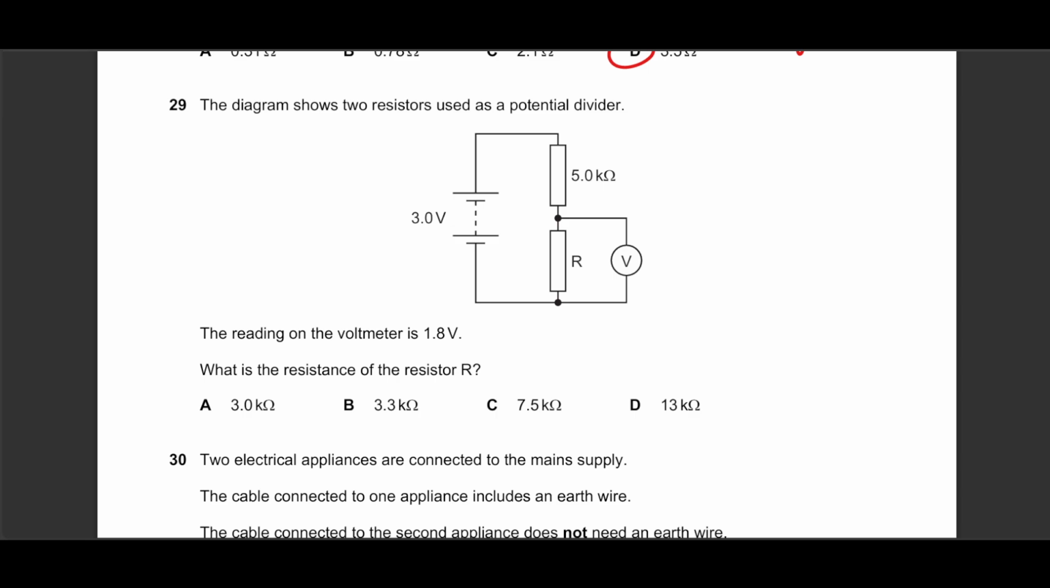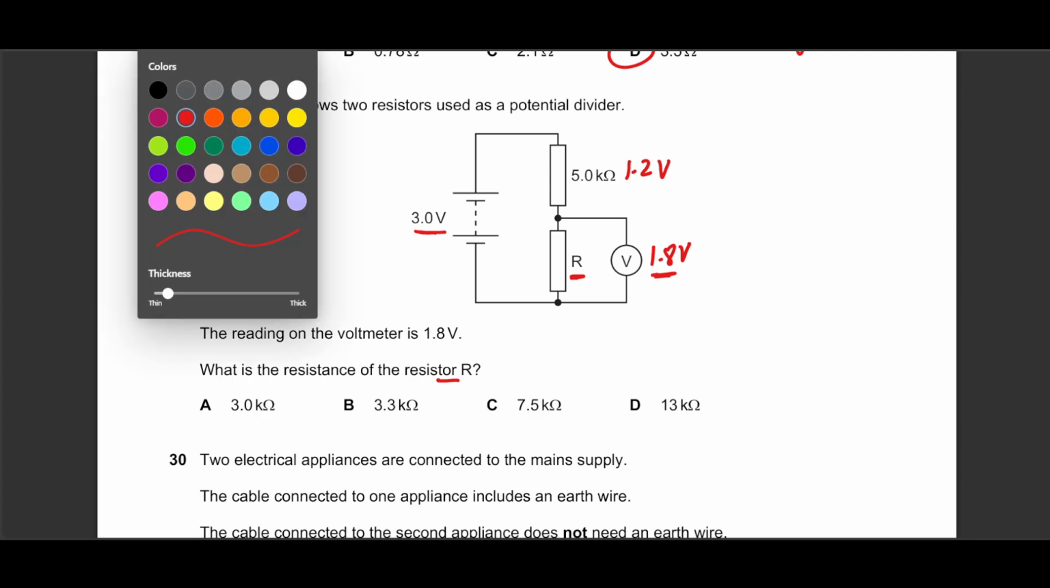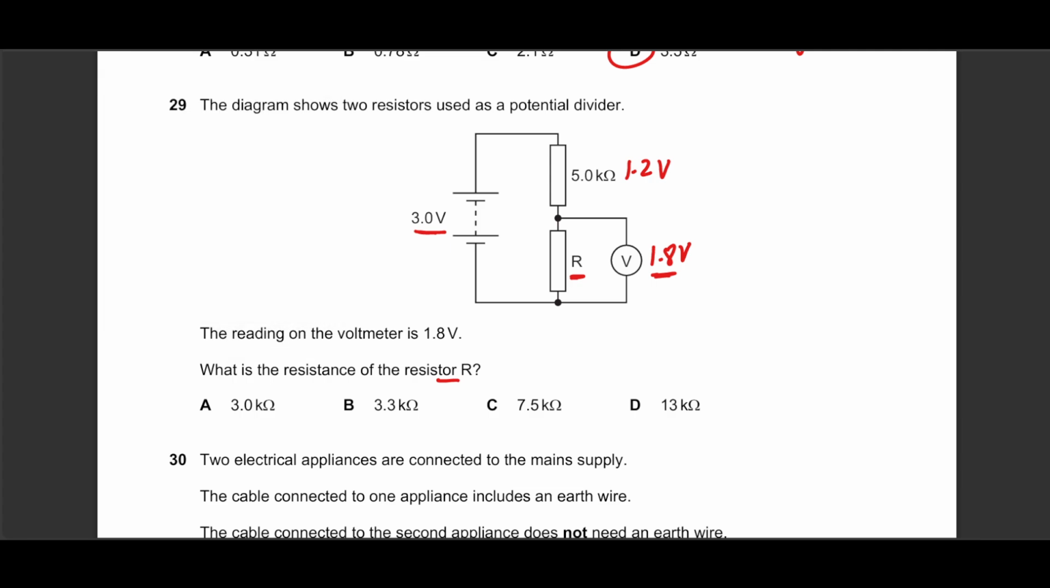Question 29 is a potential divider circuit. It says the reading of the voltmeter is 1.8 volts, which means that out of 3 volts, if 1.8 is consumed by this one, then this is consuming 1.2 volts. It asks what's the resistance of the resistor R. Now there are many ways to do that. I will choose the formula that's in your course, which is a ratio of voltages equal to ratio of resistances.